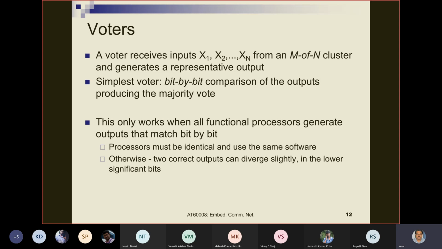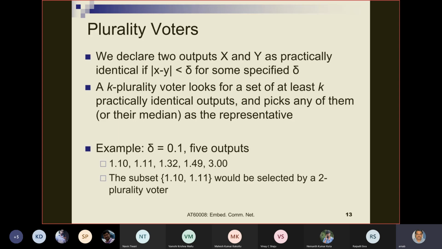So in that case, what we use is something called a plurality voter. What is a plurality voter? We declare two outputs, x and y, as practically identical if mod of x minus y is less than del, for some specified value of del. So we determine some small value del, and we say that two outputs are the same if the absolute difference between these two outputs is less than del.